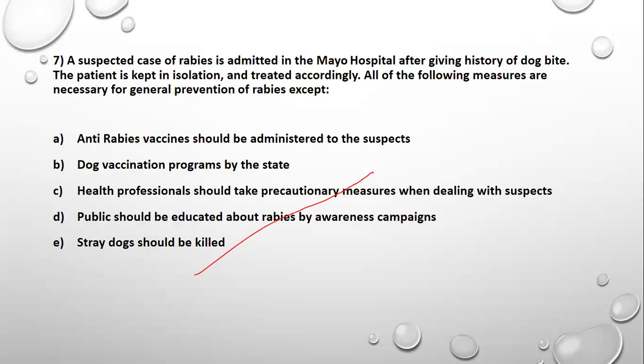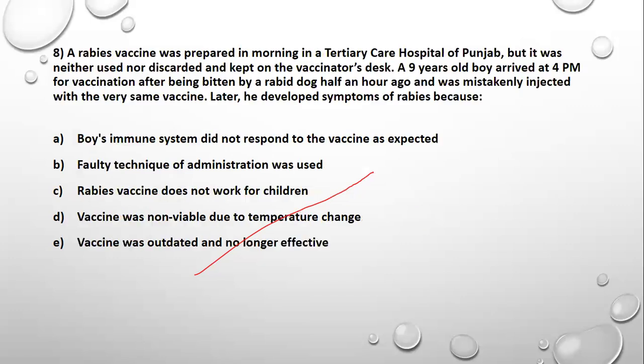A suspected case of rabies is admitted in the Mayo Hospital after giving history of dog bite. The patient is kept in isolation and treated accordingly. All of the following measures are necessary for general prevention of rabies except A, anti-rabies vaccine should be administered to the suspects. B, dog vaccination programs by the state. C, health professionals should take precautionary measures when dealing with suspects. D, public should be educated about rabies by awareness campaigns. Or E, stray dogs should be killed. The correct answer is E, stray dogs should be killed.